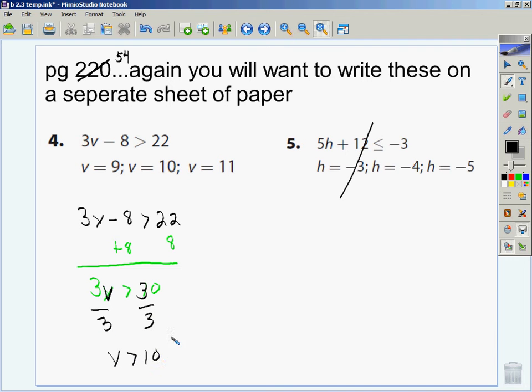How many people think 10 is the answer? Nope. This says v is greater than what? 10. Is 9 greater than 10? No. Is 10 greater than 10? No. Is 11 greater than 10? Yes. You could circle 1, 2, 3, 4, however many there are that would satisfy it, but you've got to make sure that it fits this inequality. Everybody understand the concept of how to do them?